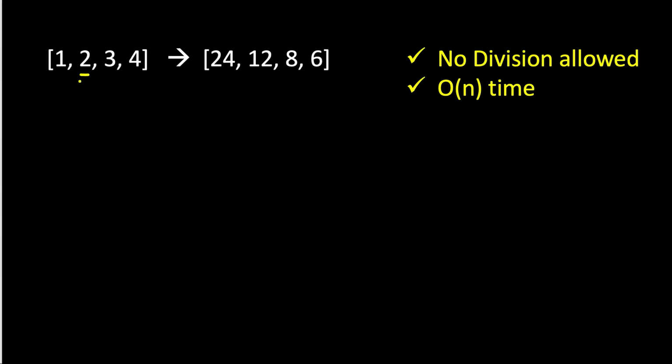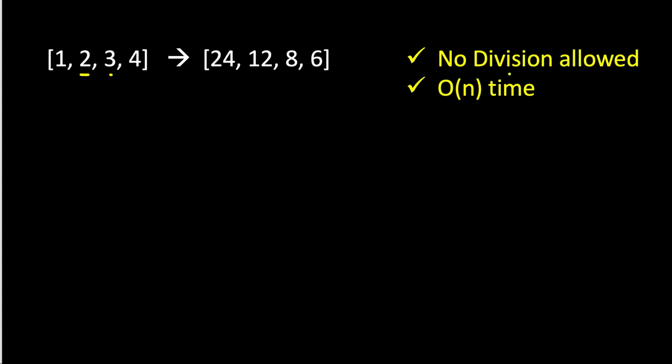Next index, you have to multiply all the elements of the array but 2. So you multiply 4, 3 and 1, you get 12. Now for 3, you multiply everything except 3, so you get 4 times 2 times 1, which is 8. Similarly for 4, it's 3 times 2 times 1, which is 6.